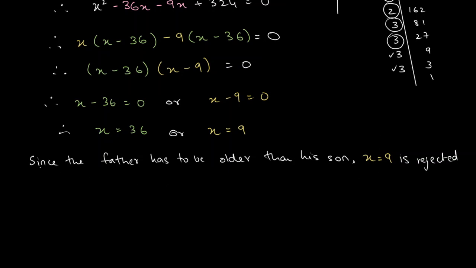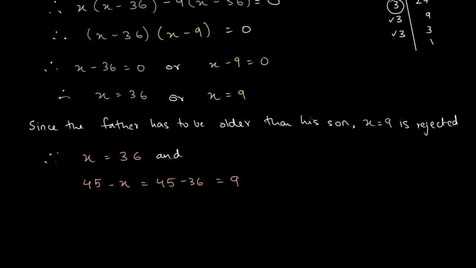So that is why x is equal to 9 is rejected, which would mean that the confirmed value of x, the age of the father, is 36, and the age of the son, if you guys remember, is 45 minus x. That is basically 45 minus 36, which is 9. So we have the age of the son and the father.